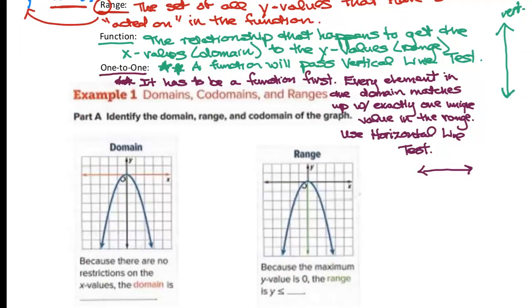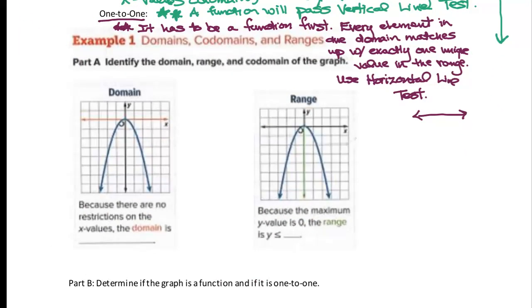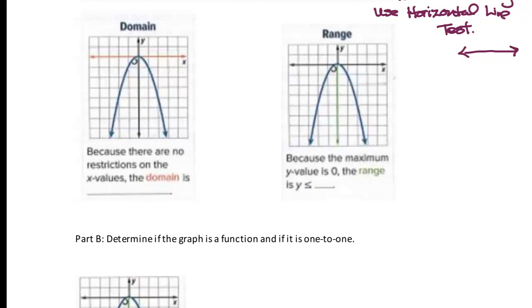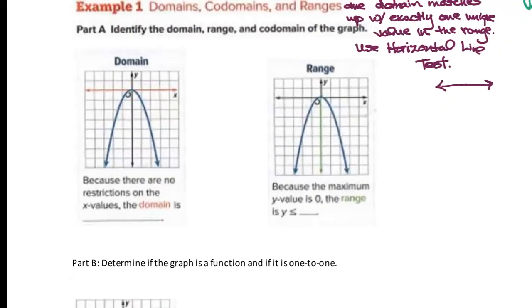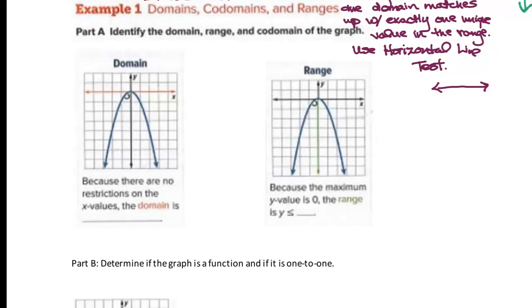So let's take a look at this example. Letter A, identify the domain and range. Oh, we are not doing codomain. We're not doing that. So domain, because there are no restrictions on the x values, the domain, remember that means the x values, is, I'm just going to put x values here. Well, I'm going to try to write x values. The domain is all real numbers. All real numbers.